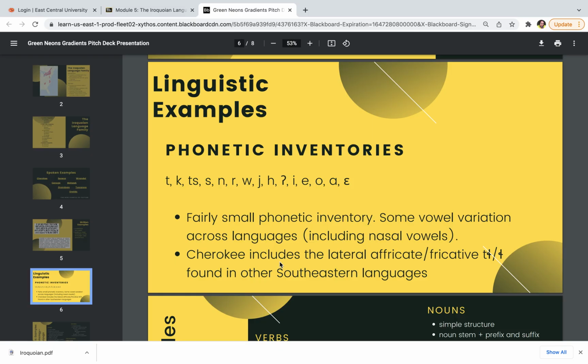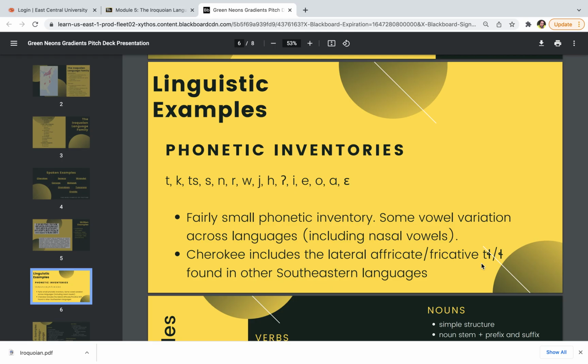Cherokee has a sound that's not found in some of the other Iroquoian languages. The official name of this sound is a lateral affricate or a lateral fricative. And so here's the IPA symbol for those. You see the T with the L with the little curlicue in the middle. It's called a barred L. And then here's just the L right here. And this is also found in southeastern languages like Choctaw, Chickasaw, Creek. So what is this sound? It is kind of the hl sound, hl, that you get. This sound is not found in other Iroquoian languages, but is found in other southeastern languages.